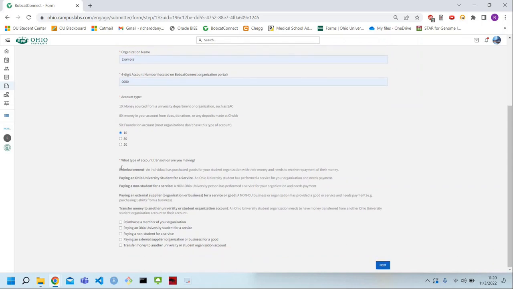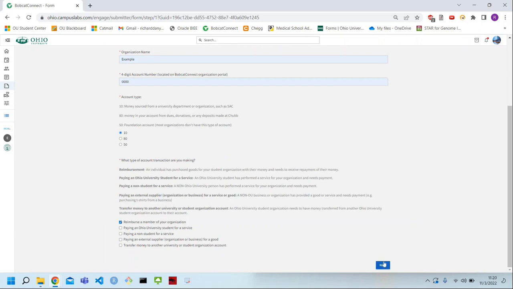Moving forward, we are going to select what kind of transaction we need to make. We can certainly choose to reimburse a member of our organization, or we can choose to pay a non-student, or we can choose to pay an external supplier. Today I'm going to show you these 3 sections of the form because they cover the basic format of all of the different sections.